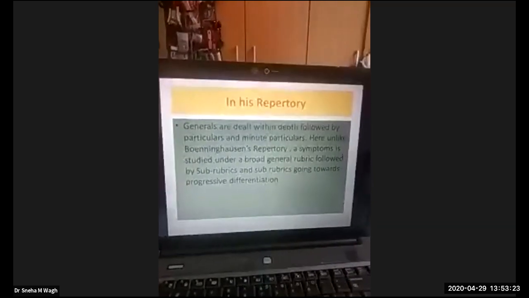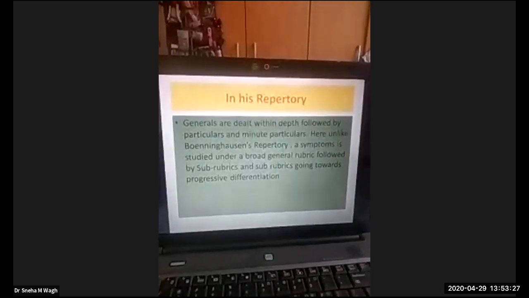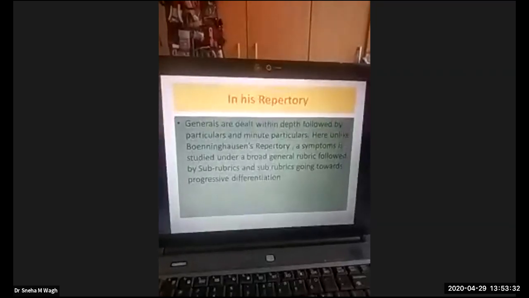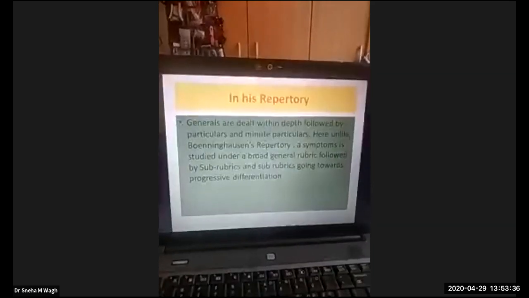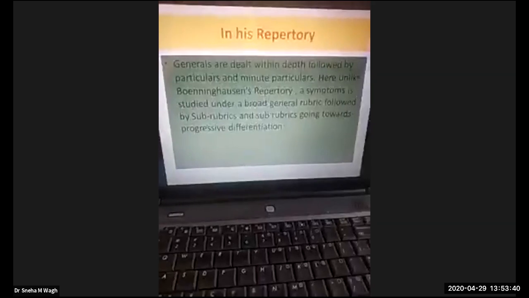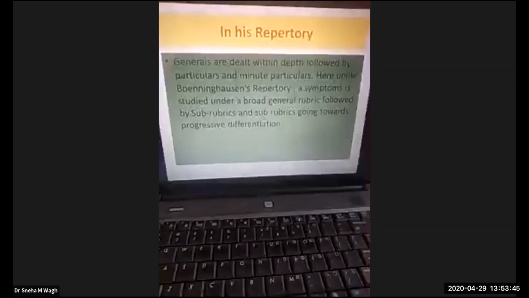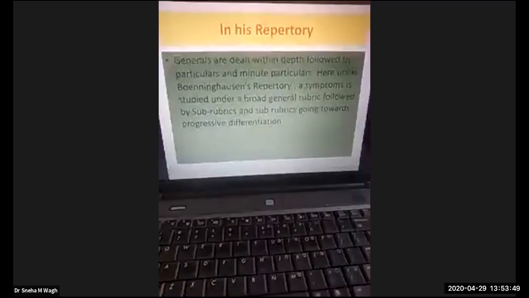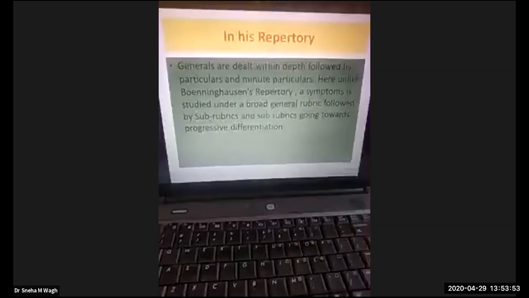Here, unlike Boenninghausen's repertory, a symptom is studied under a broad general rubric, followed by sub-rubrics, going towards progressive differentiation. That means he has given prime importance to physical generals and mental generals, and very least importance to the particulars. Whereas Kent is always a believer that mentals are more important as compared to Boenninghausen's logic.